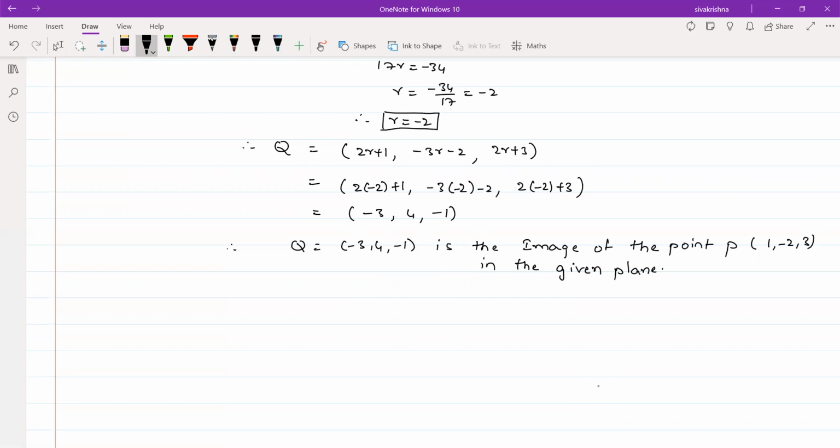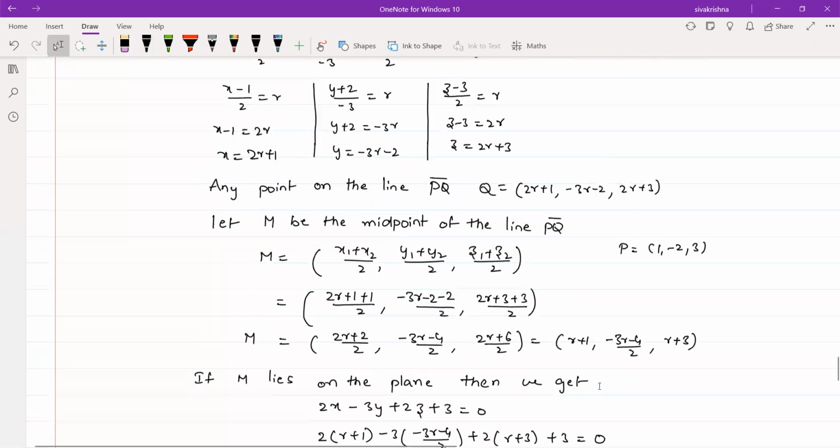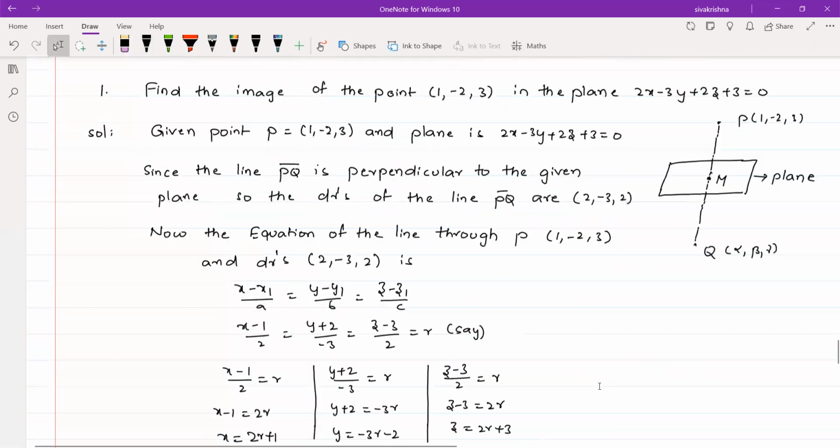Once again I am repeating the procedure of how to find the image of a point on the plane. If we observe the diagram, I am supposing that P is the given point, and the image of P should be Q. If we join P and Q, we get a line. This is the line PQ.